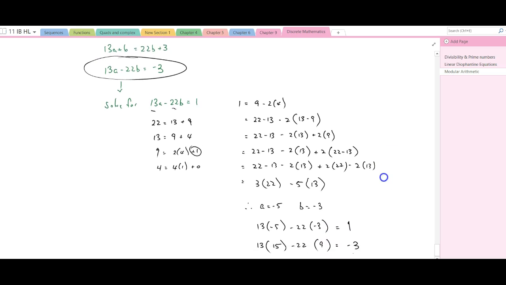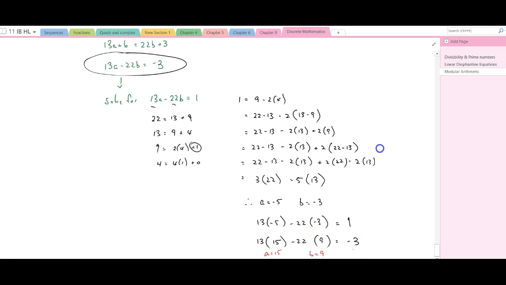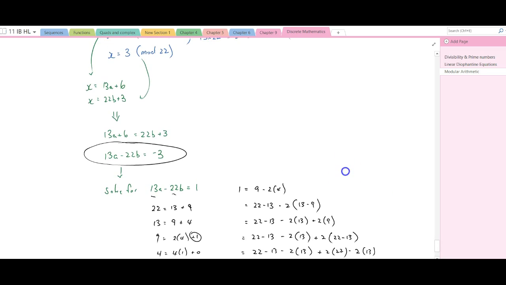13 lots of 15, so there's my A. Alright, so let's get this right. My A is equal to 15. And my B is equal to, you can see my minus 22 lots of B is equal to 9, and that gets me my 3. So when A is 15 and B is 9, I've got my solutions. When A is 15, x is equal to 13 times 15 plus 6. 10 15s are 150. Add another 3 of those, 195, that's 201.